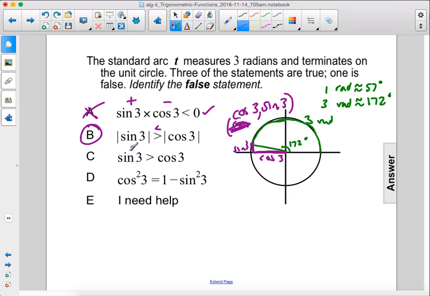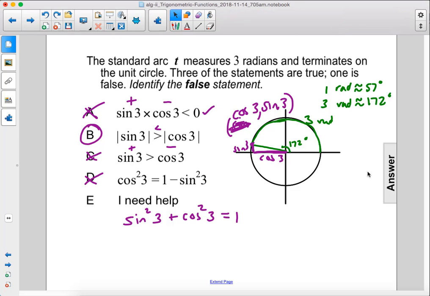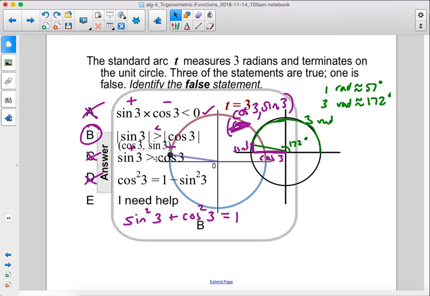Let's just go over our last two real fast. Sine 3 is positive. Cosine 3 is negative. Positive is greater than a negative number. This is true. And this is our identity that we've learned earlier, which is that sine squared of 3 plus cosine squared of 3 is going to equal 1. This is true. Our answer here is B. And there we go.